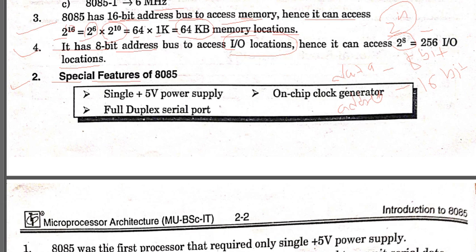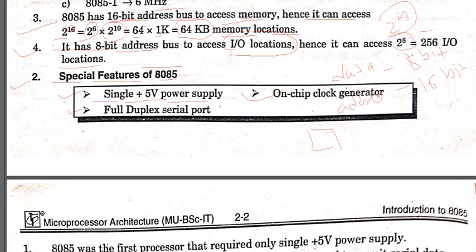Next, second category is the special features of 8085. So in that, first feature is single plus 5 volt power supply is required. So for the operation of the microprocessor, which is 8085, the power supply needed is the plus 5 volt DC, that is direct current DC power supply is used. Second, on chip clock generator, जो हमने यहाँ पे frequency study किया अभी, ठीक है, so that can be generated on chip, that is inbuilt in this microprocessor.